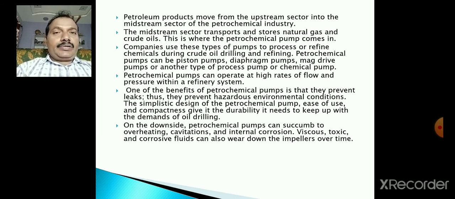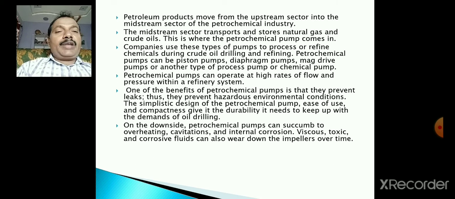Petroleum products move from the upstream sector into the midstream sector of the petrochemical industry. The midstream sector transports and stores natural gas and crude oils. This is where the petrochemical pump comes in. Companies use these types of pumps to process or refine chemicals during crude oil drilling and refining. Petrochemical pumps can be piston pumps, diaphragm pumps, mag drive pumps, or another type of process pump or chemical pump.